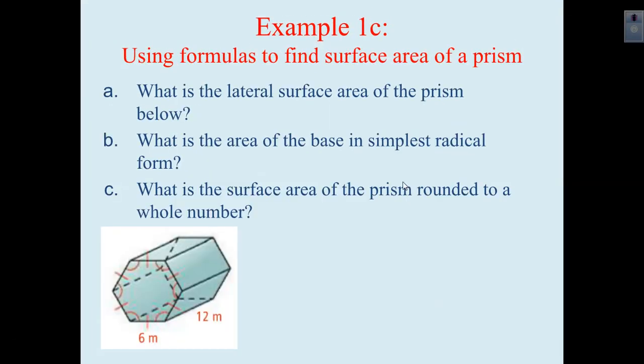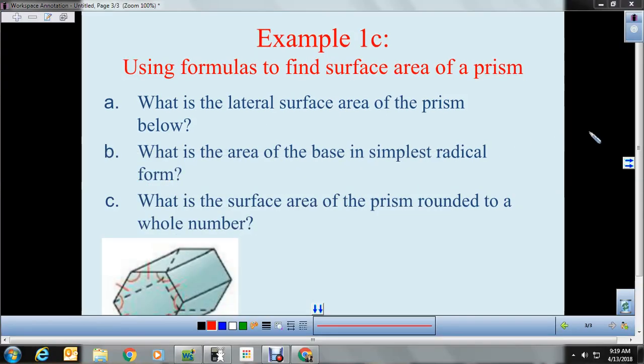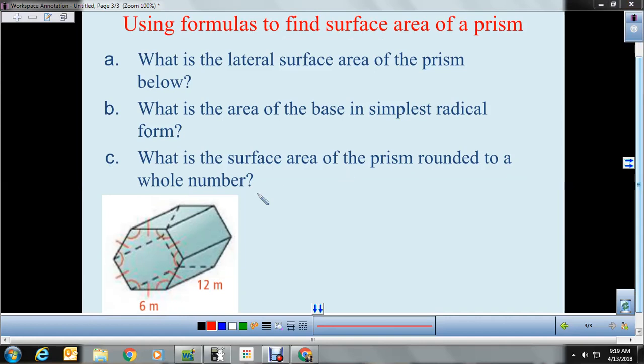All right, so let's take a look at this. What is the lateral surface area of the prism below? Now what we have is a hexagonal prism. We have a hexagon on the bottom. So the lateral surface area is going to be the perimeter of the base times the height. Well, perimeter of the base will be found by taking, if all sides are the same, they're all 6. We have 6 sides, so it's going to be 6 times 6, which is equal to 36.